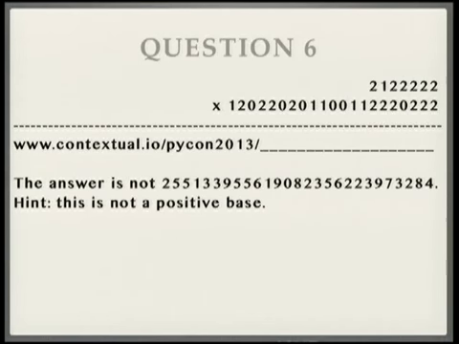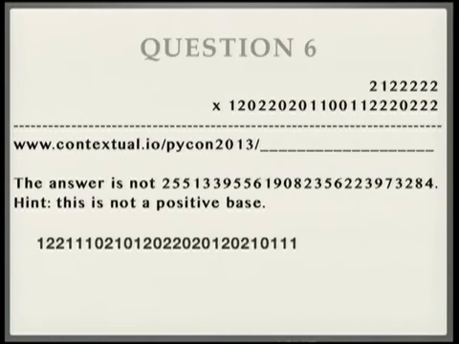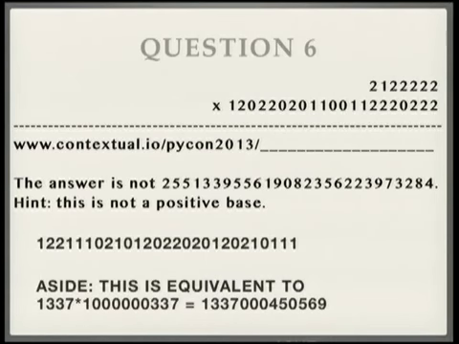Question 6. This is a multiplication problem, but not a traditional multiplication problem. So no one actually solved this around Saturday morning, so we released a hint that this is not a positive base. We also told you that the answer was not what you got if you just did the multiplication in base 10 as usual. So this was actually a negative base. This was base -3. So then if you did the multiplication in base -3, you got this answer. And in base 10, that is the multiplication.